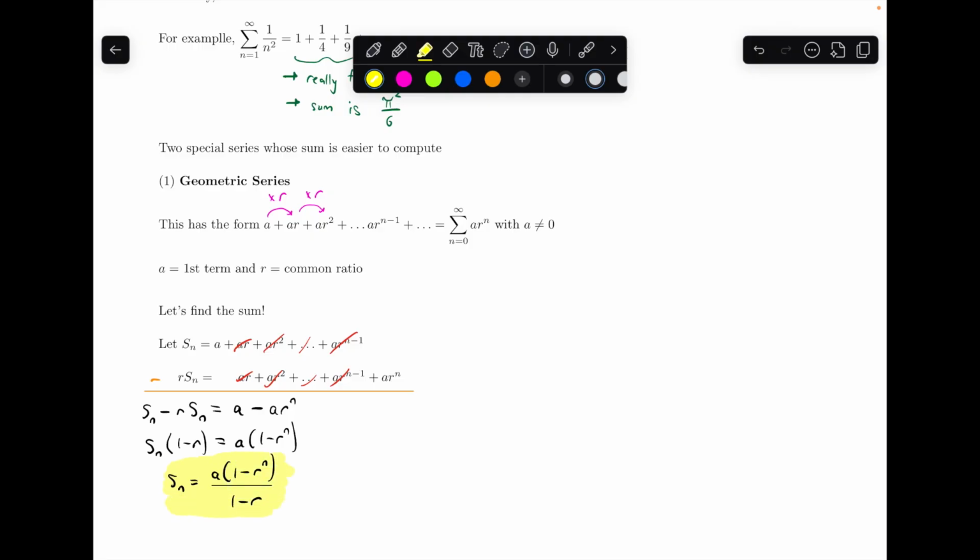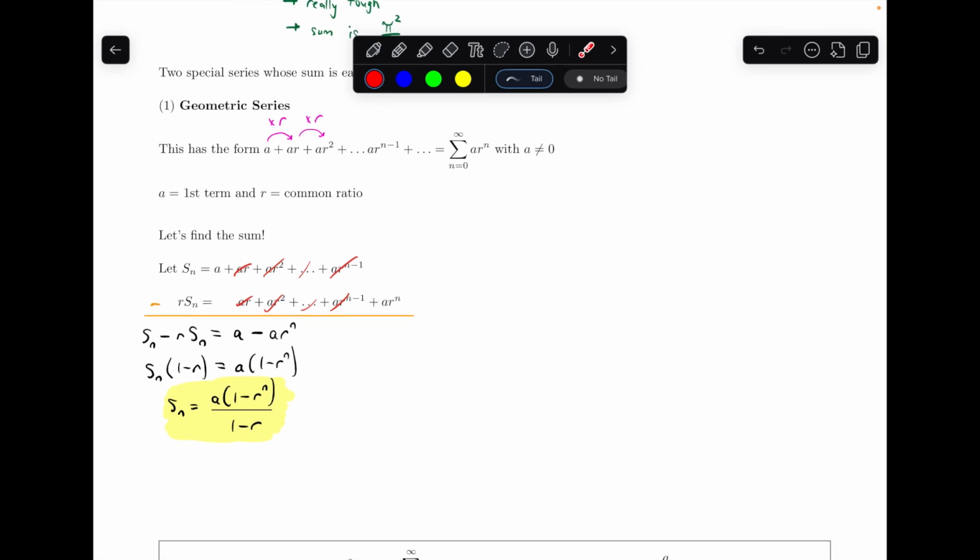If I had just a finite geometric series that consisted of n terms, this is the formula for its sum. But I'm interested in, well, what if I went forever? What if I had infinitely many terms? Is this thing going to converge or diverge? The short answer is it depends on what r is and how big it is. One of the things I want to notice about this formula is that I don't want to divide by 0 here. So for me to be able to use this formula, r is not allowed to be 1.